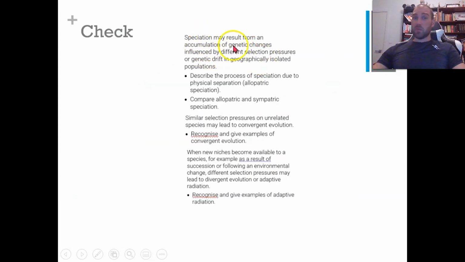Speciation may result from an accumulation of genetic changes influenced by different selection pressures or genetic drift in geographically isolated populations. Describe the process of speciation due to physical separation, which is allopatric, and compare allopatric and sympatric speciation. Similar selection pressures on unrelated species may lead to convergent evolution, so recognize and give examples of convergent evolution. And when new niches become available to a species, for example as a result of succession or following environmental change, different selection pressures may lead to divergent evolution or adaptive radiation, and recognize and give examples of adaptive radiation.